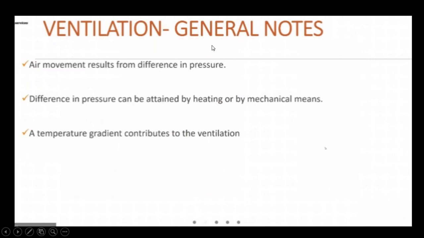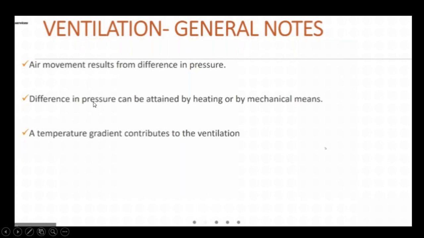If we talk about some general notes, first one, air movement results from different pressure. This is the basic principle of our ventilation. We can move air when there is a difference of pressure. We can't move air if there is no difference of pressure. So whenever we are making air flow, creating a velocity of the air, when we are going to ventilate, then we have to create a pressure difference.